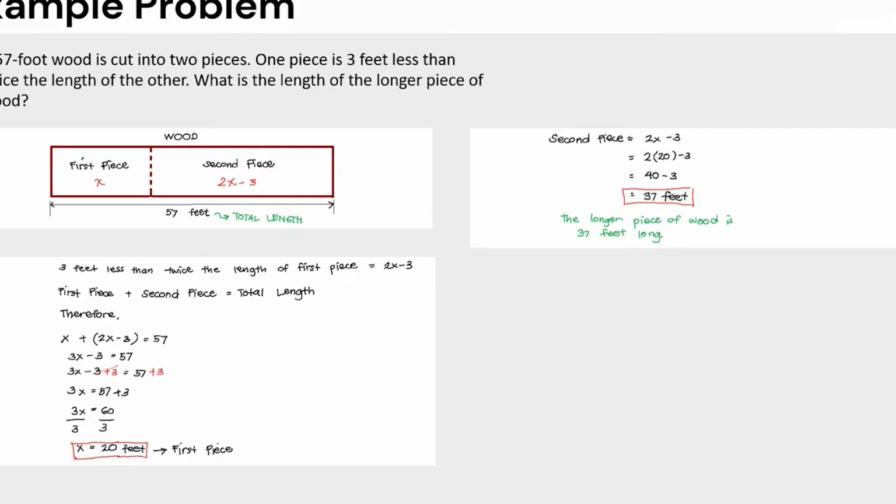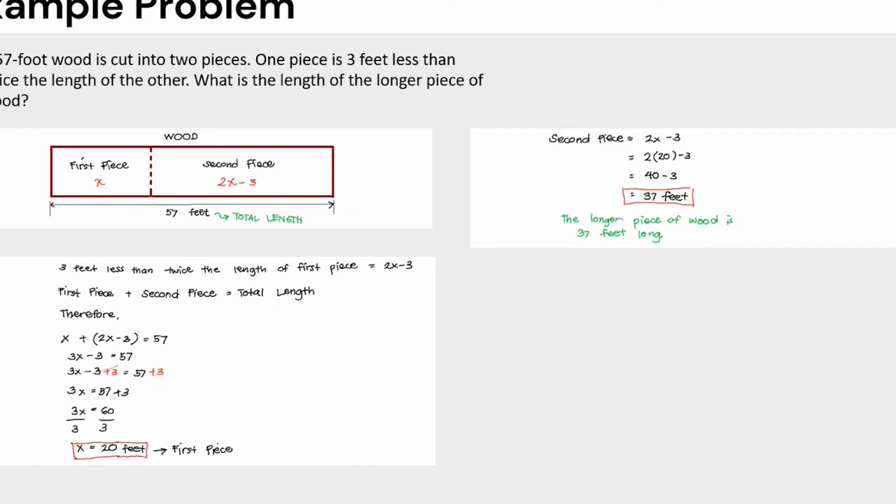So let's have a sample problem. Basahin ko. A 57-foot wood is cut into two pieces. One piece is 3 feet less than twice the length of the other. What is the length of the longer piece of the wood?